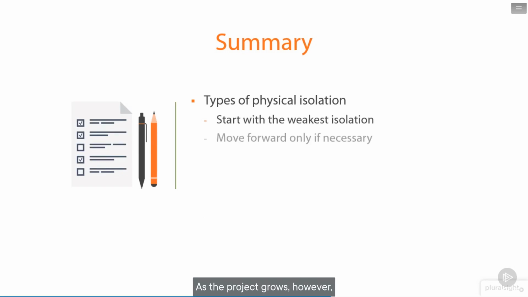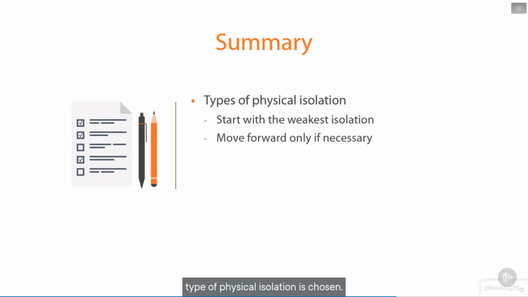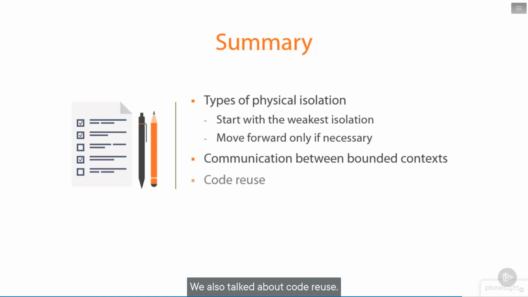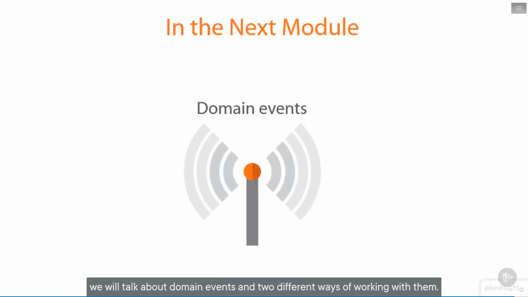As the project grows, however, consider extracting different bounded contexts out of it to separate Visual Studio projects or even to separate microservices. At the same time, make sure you maintain proper boundaries regardless of what type of physical isolation is chosen. We discussed communication between bounded contexts. It depends on the type of isolation you've chosen and whether or not there is an anti-corruption layer between the contexts. We also talked about code reuse. The main rule here is that you should avoid reusing code that represents domain logic. In the next module, we will talk about domain events and 2 different ways of working with them.